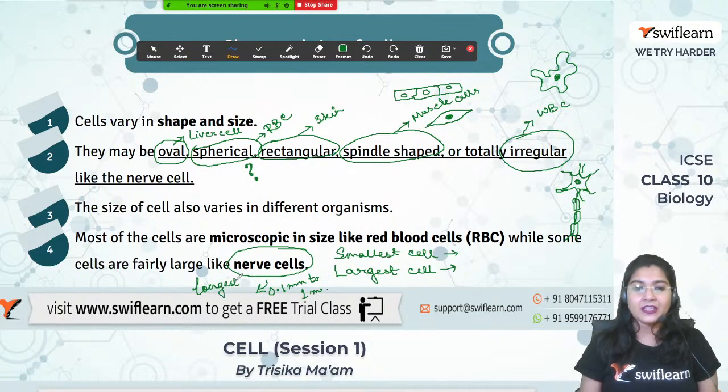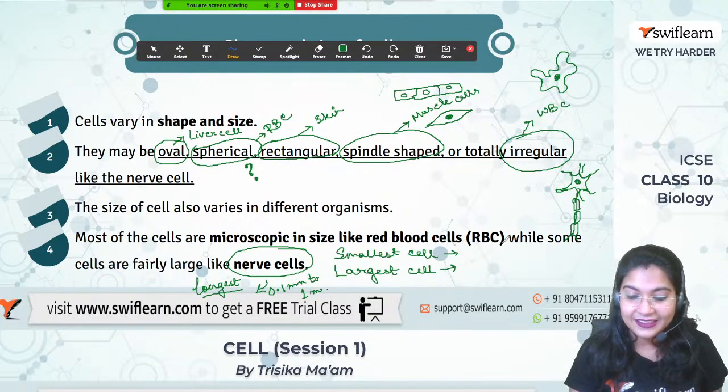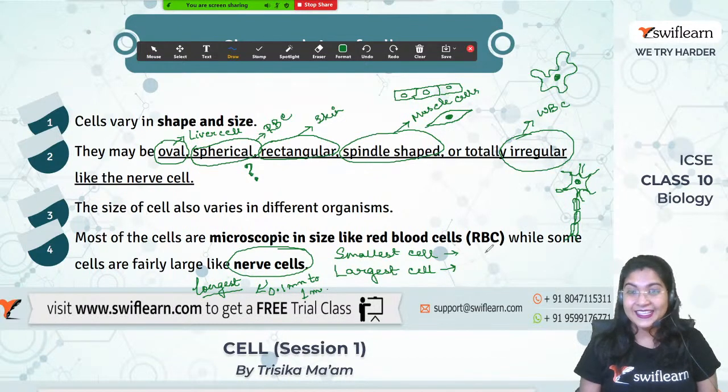Let me see who can give me the answer of which one is the smallest cell. Yes, this is one type of bacteria whose name is mycoplasma. Mycoplasma is a bacteria which is the smallest cell in the world, which we also call the PPLO. What is the size of this cell? Its size is 10 micrometer. Can you imagine how small it is?